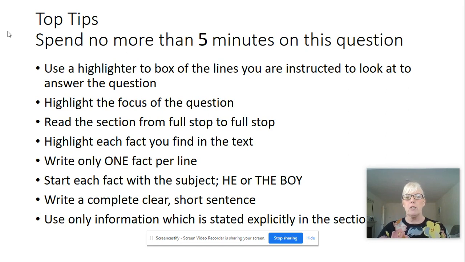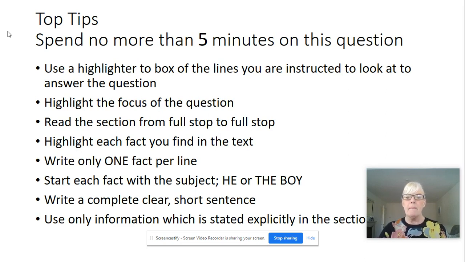Start each fact or each of your sentences with the subject. And by that, I mean he or the boy. If it was the weather, it would be the weather or it is. But make sure you start with the subject. It helps you to write a clear, complete, short sentence. And use only information which is stated explicitly in the section.